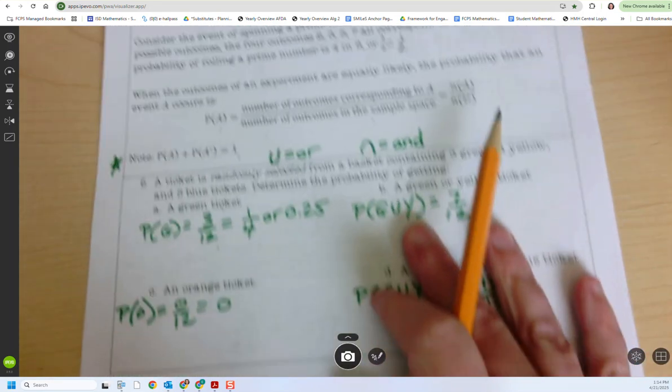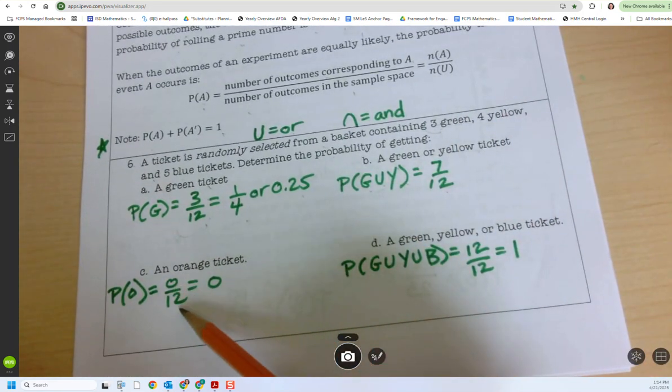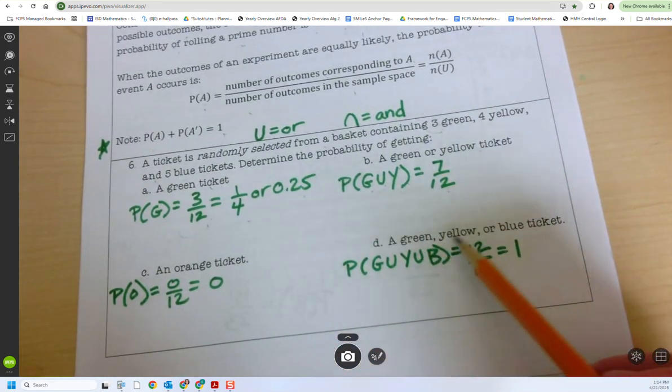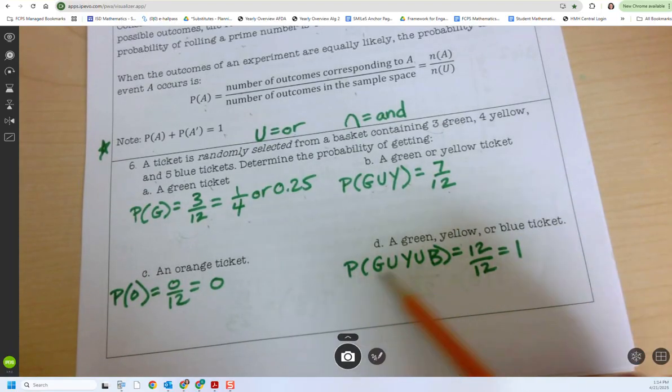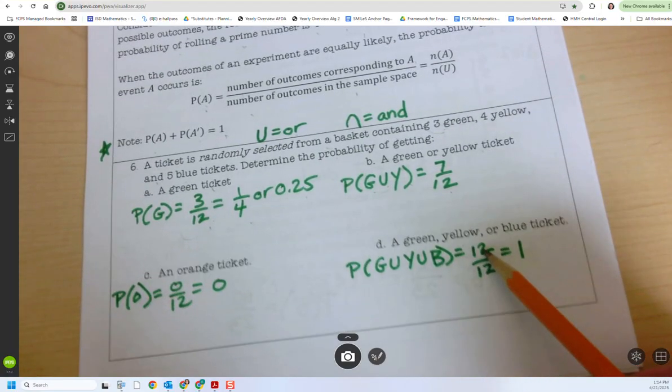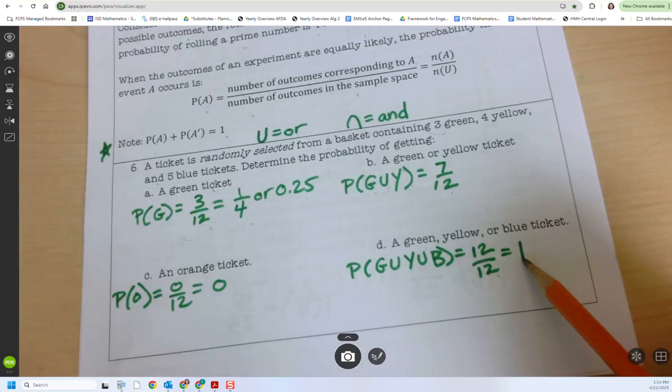None of the tickets were orange, so that's 0 out of 12. Green or yellow or blue, and that would be all of the tickets, so 12 out of 12, which is 1. Probability is 1.